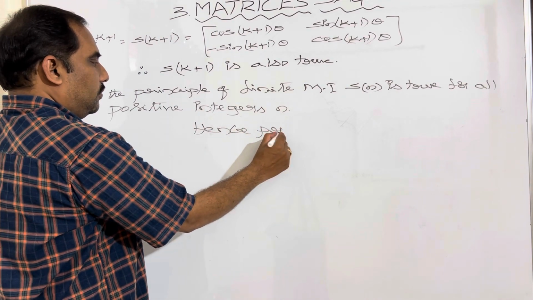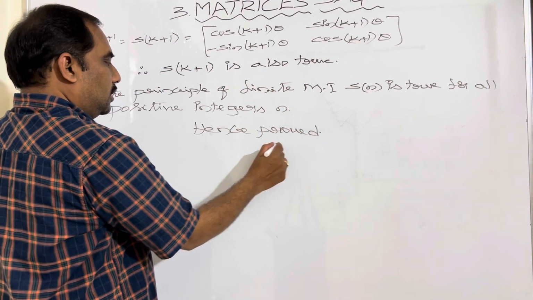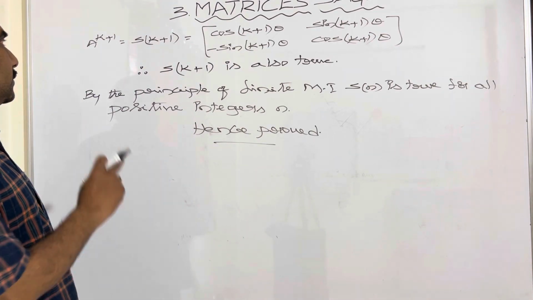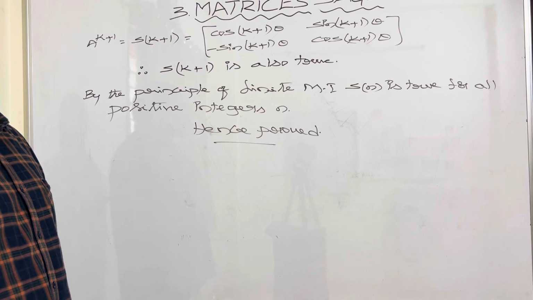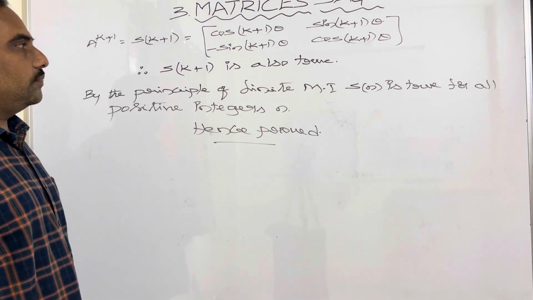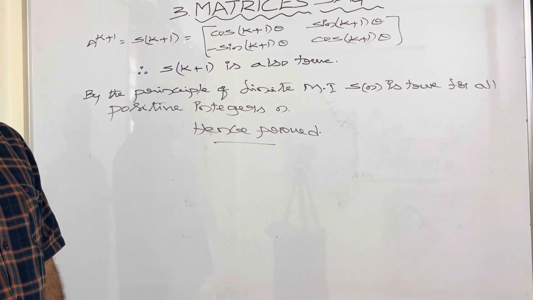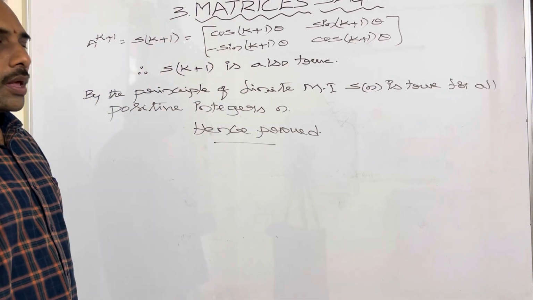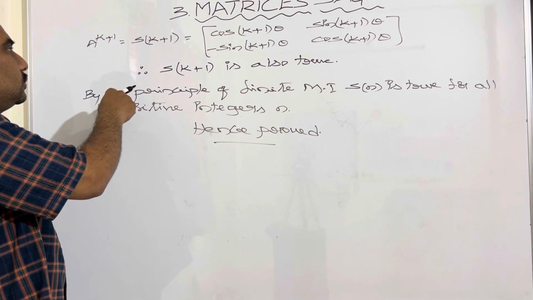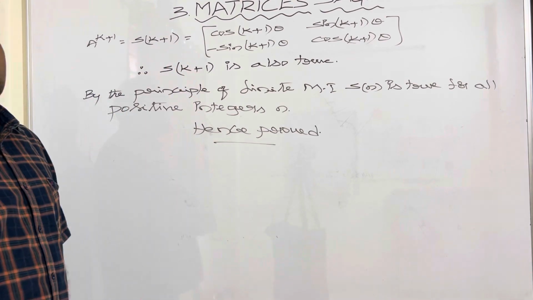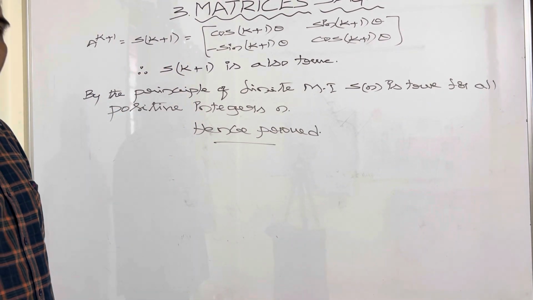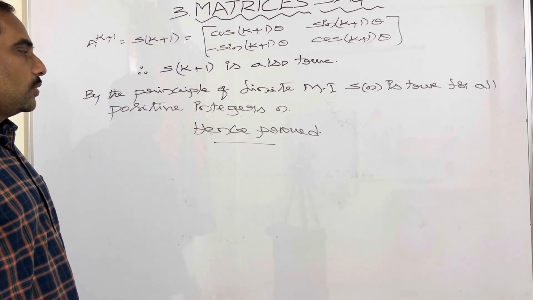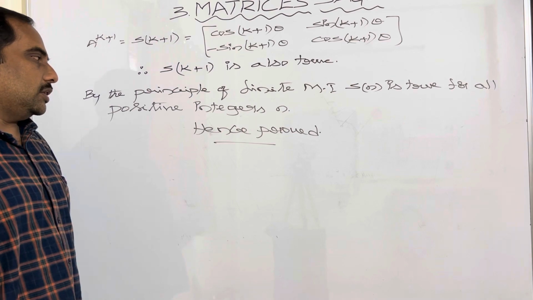So that's why the given problem we can prove by using mathematical induction in 3 steps. In step 1, we prove that the statement is true for n is equal to 1. In step 2, we assume that the statement is true for n is equal to k. In step 3, we prove that the same statement is true for n is equal to k plus 1 also. So we prove like this, using mathematical induction.